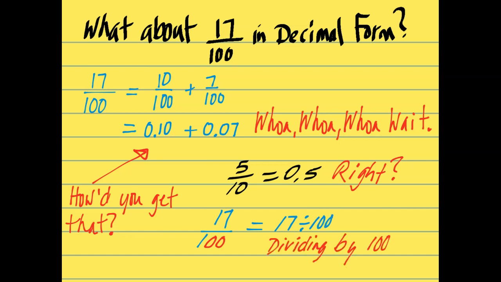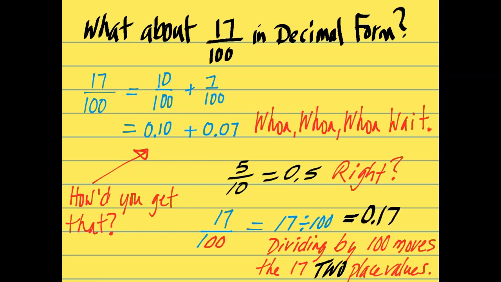So what that means is that 17 hundredths is 17 divided by 100. So in the similar way that I said, okay, dividing by 10, if you think back to the first slide, dividing by 10 moves the 5 one place. Dividing by 100 moves the 17 two place values to the right. How about that? So what you end up with is 17 hundredths. And that's how you would say that, 17 hundredths.